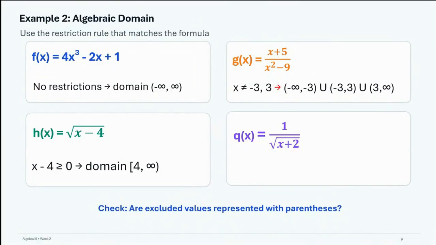U of x equals 1 over the square root of x plus 2. So let me put that in my notes as well. I'm going to let you work it and put it in the chat before I show what I did. 1 over square root of x plus 2.